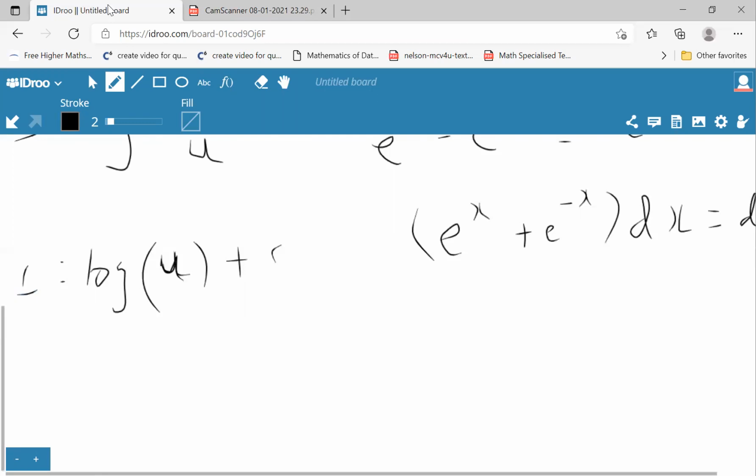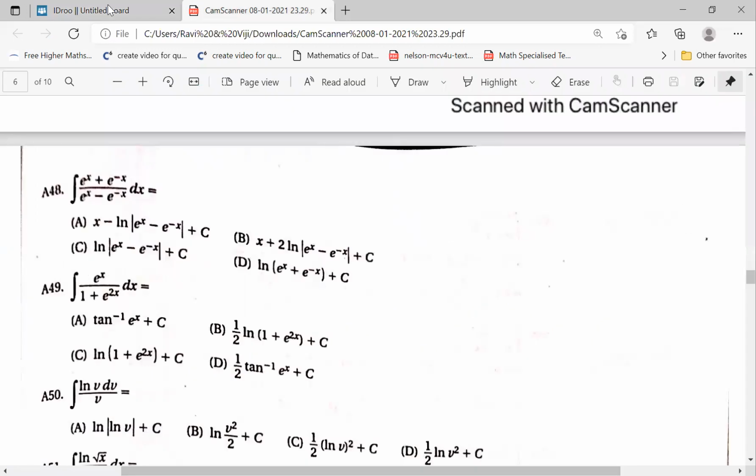you get I is equal to log of e to the power of x minus e to the power of minus x plus c. So let's see which option is correct. Yeah, log of e to the power of x minus e to the power of minus x plus c. So C is the correct option.